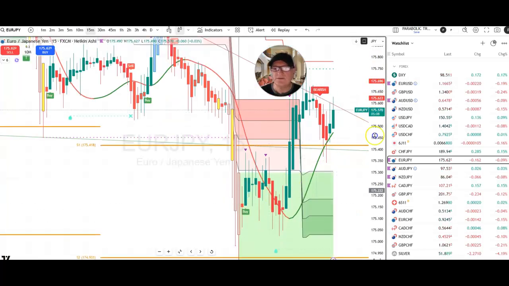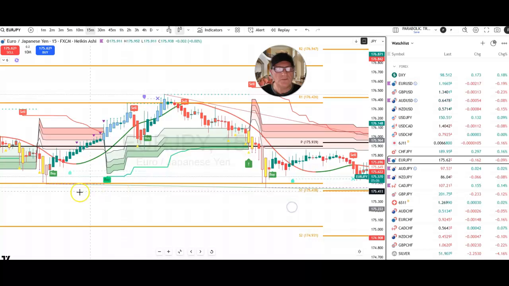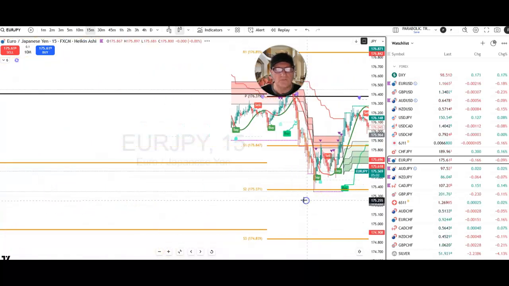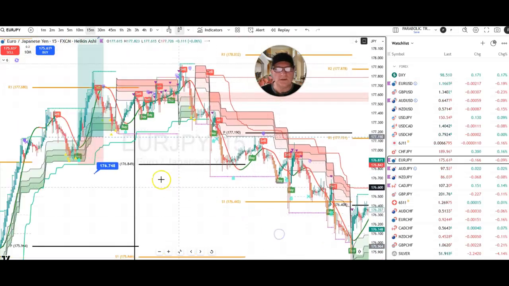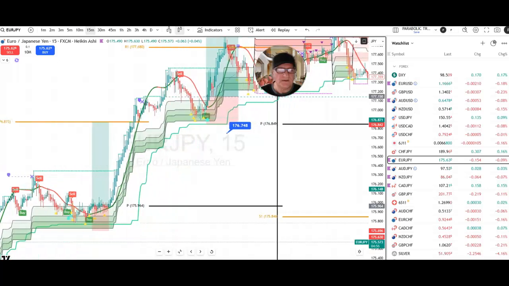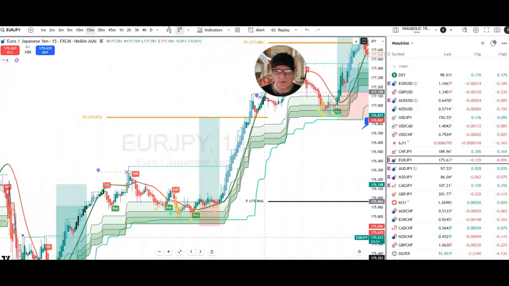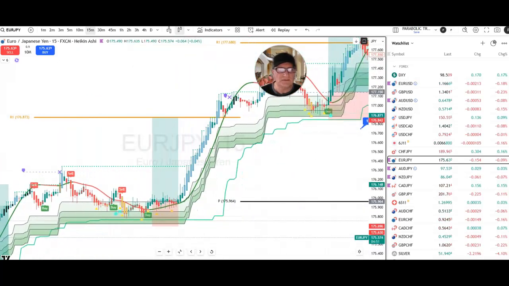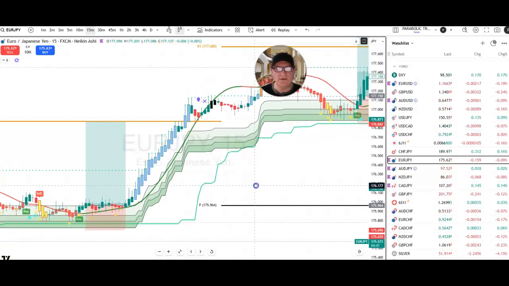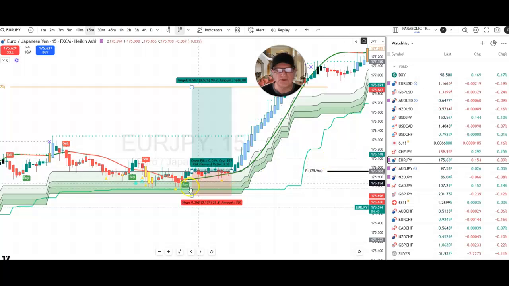So let's go to the 15-minute chart now, and let's zoom out a bit. All right, so here is that example here. Good example on the 15-minute chart. So you can use this as your trailing stop.